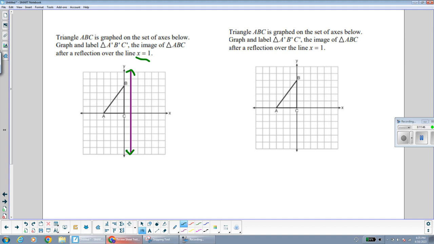So for each of the points, we're going to count the boxes to that line and move it an equal distance on the other side. Here we have 1 space. Let's move it another space. And 1 more to go. Let me use the same color. 1, 2, 3, 4. My counting was confusing. 1, 2, 3, 4. 1, 2, 3, 4. There we go.